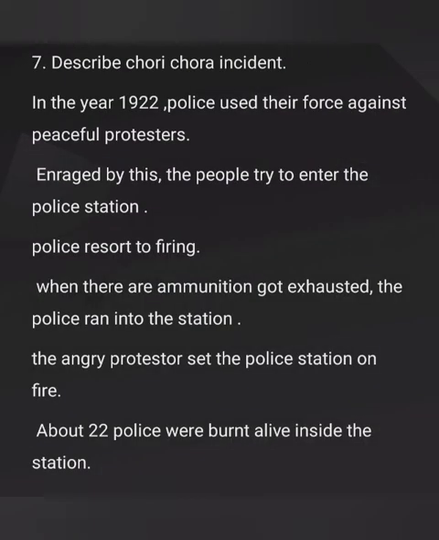Describe the Chauri Chaura incident. In the year 1922, police used force against peaceful protesters. Enraged by this, the people tried to enter the police station. Police resorted to firing. When their ammunition got exhausted, the police ran into the station. The angry protesters set the police station on fire. About 22 police were burnt alive inside the station.